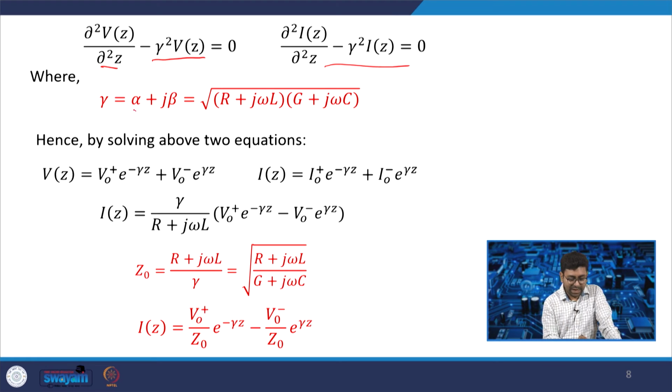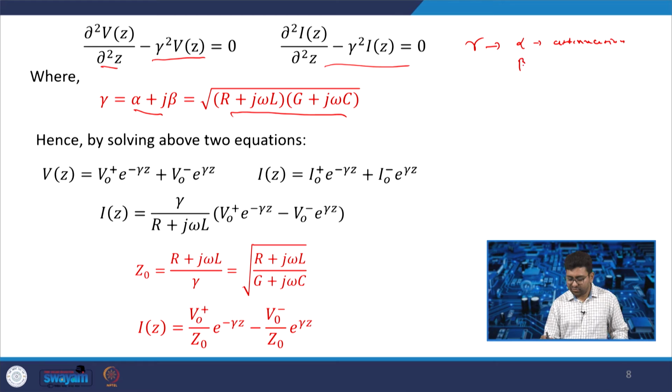Here gamma is alpha plus j beta, and it is given by the square root of (R plus j omega L)(G plus j omega C). So, gamma is the propagation constant, which is divided into two terms: alpha, which is the attenuation constant, and beta, which is the phase constant.